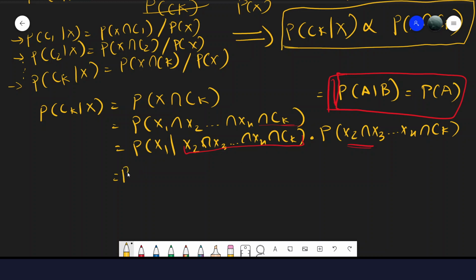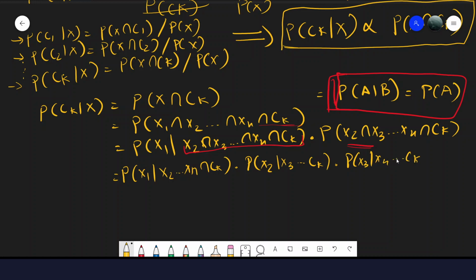So I can continue writing this as P of x1 given x2 all the way to xn and ck, into P of x2 given x3 all the way to ck, into P of x3 given x4 all the way to ck. This is intersection. Ultimately, I'll arrive at P of xn given ck. Okay? Ultimately, I'm going to arrive at this.